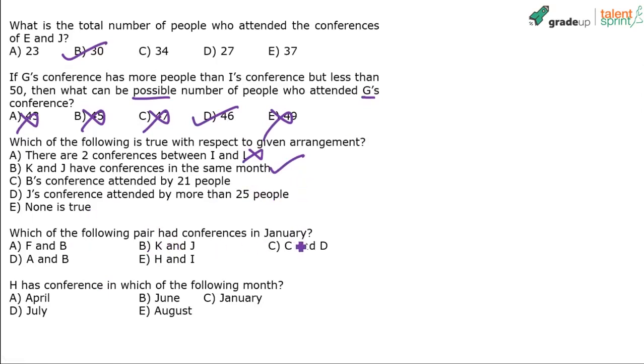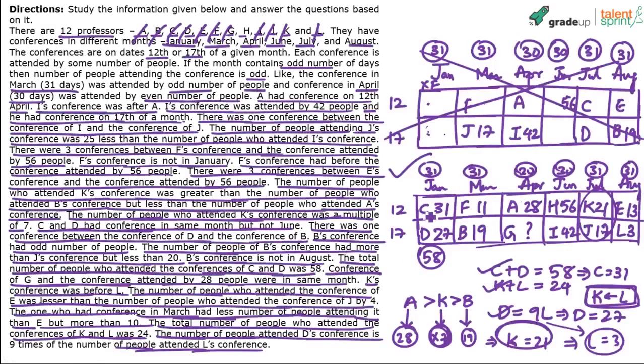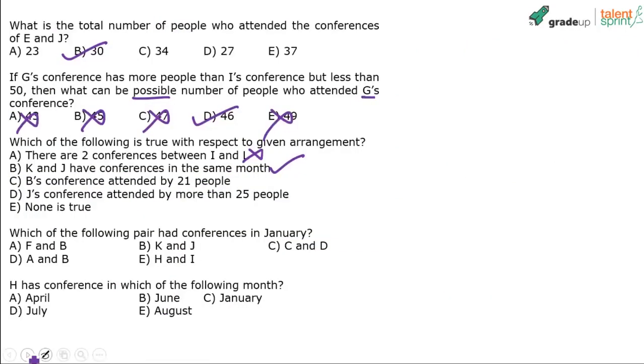Which of the following pair had conferences in January? Who has got conference in January? And H has conference in which of the following month? Let's answer both the questions together. January and H. Who has conference in January? C and D. Where is H? H is in June. So C, D and June is the answer.